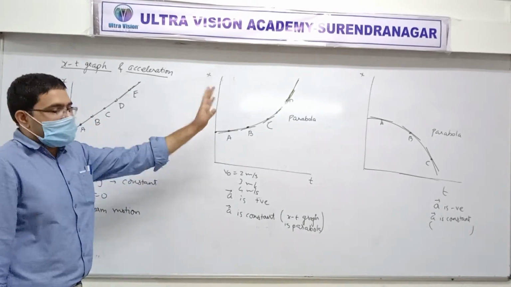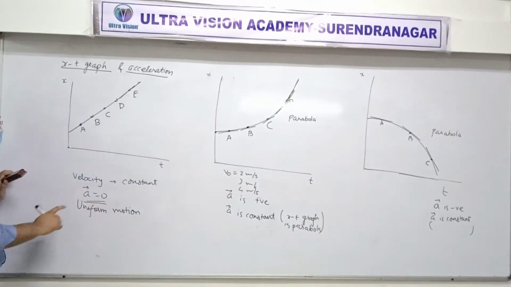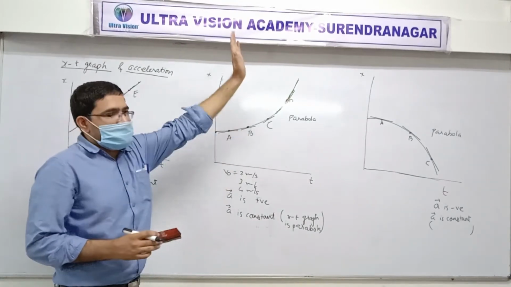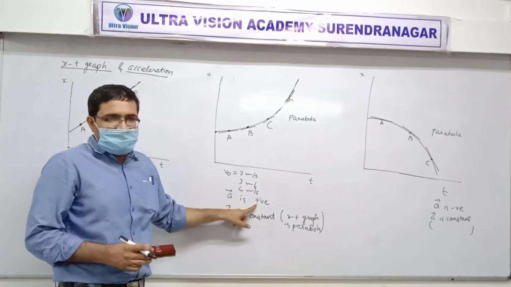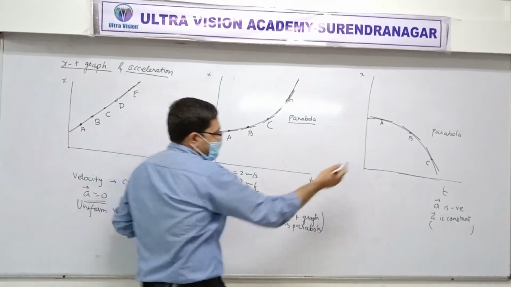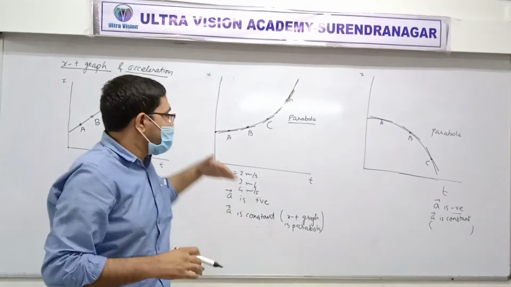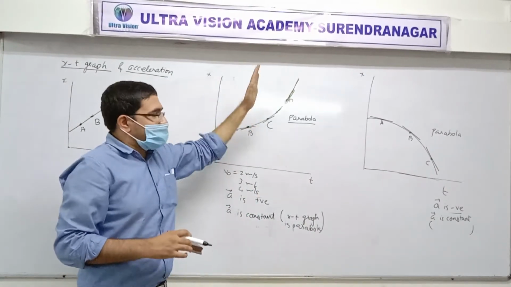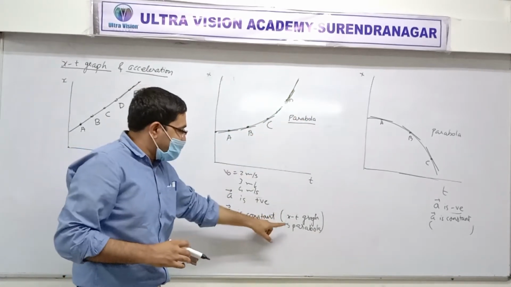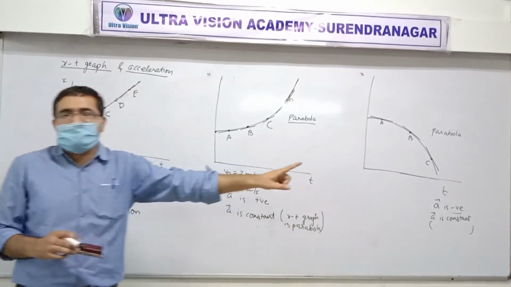Okay, so this is the basics. If the xt graph is a straight line, what is acceleration? Zero. Velocity remains constant. If the xt graph is a parabola like this way, then acceleration is positive. But again, parabola does not have anything to do with positive or negative. So what has to do with positive or negative? The curve. Curving up means positive and curving down means negative. Parabola shape is related with constant acceleration.